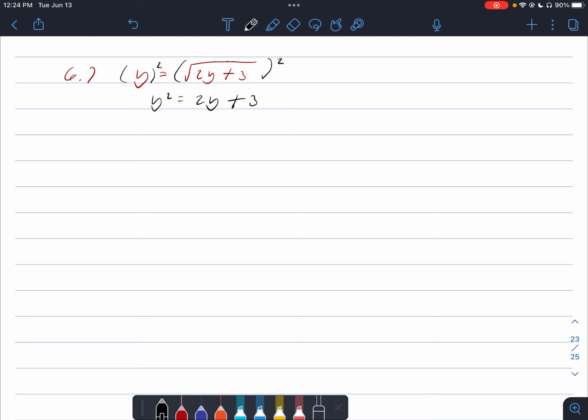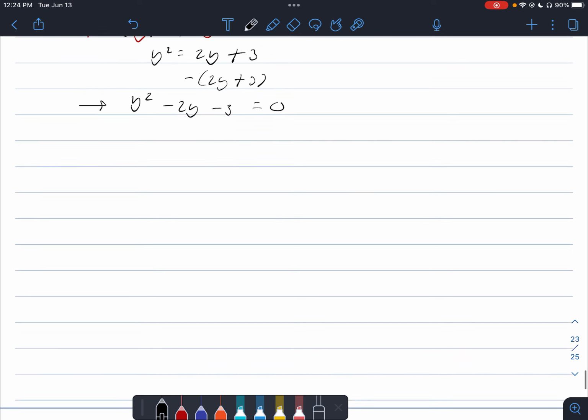Now remember, because we squared both sides, we're going to have to check our final answers to make sure that they work. Okay? And since we have a quadratic equation, we might end up with more than one answer, so you may have to check more than one answer as well. Okay, so here we can now set this whole equation equal to 0. We can take 2y plus 3 away from both sides. So this will become y squared minus 2y minus 3 is equal to 0.